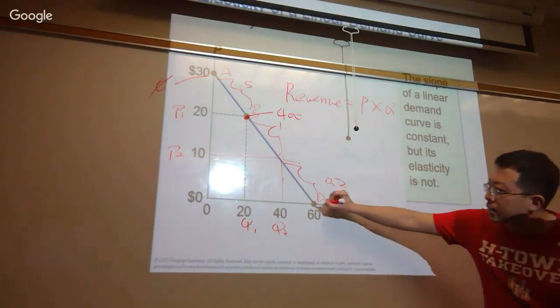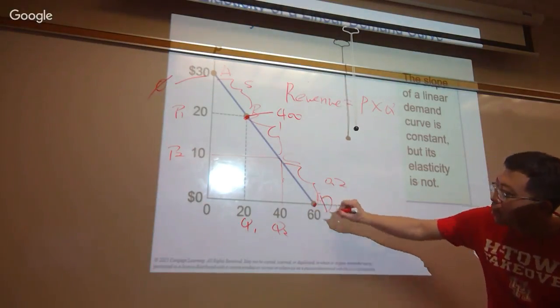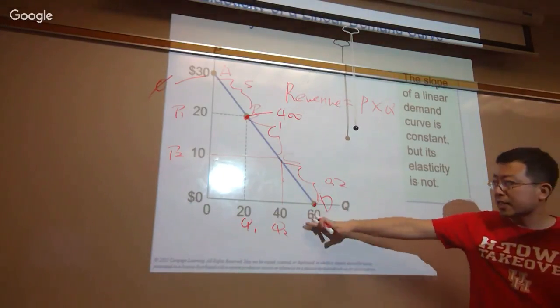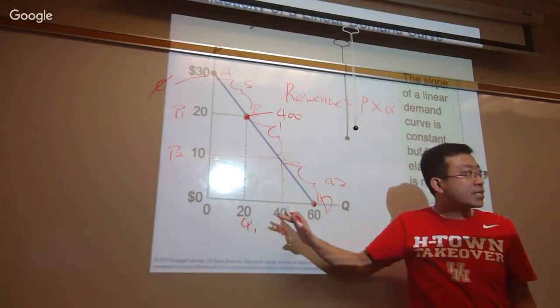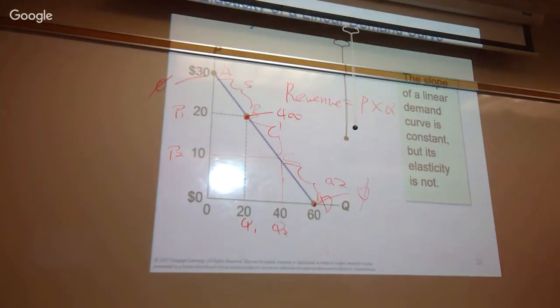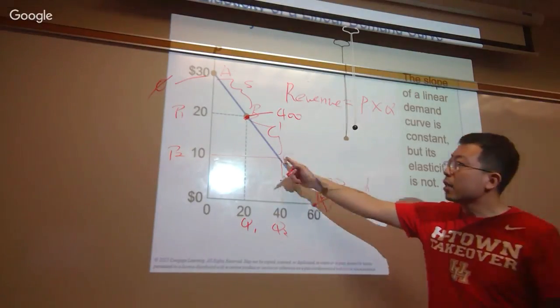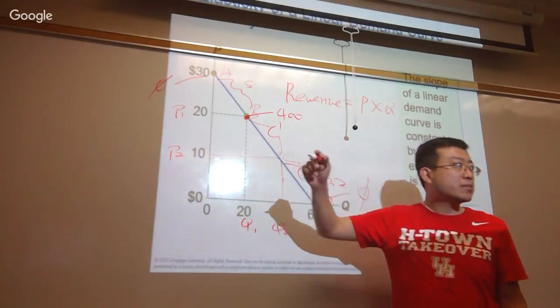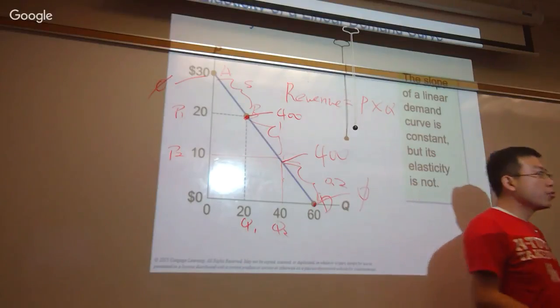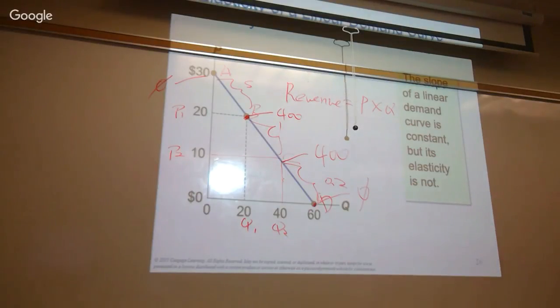Now, at point D over here, how much is my total revenue? Still 0. Because even though you sell 60 units, the price is 0. So 0 times 60, you still have 0. Now, if I try to increase my total revenue at point D, should I increase my price or lower my price? I should increase my price. Because at point C, when the price is $10, how much is my total revenue? 400.